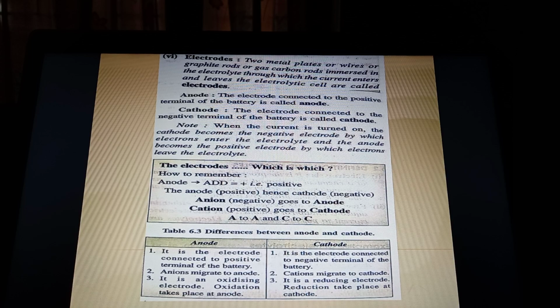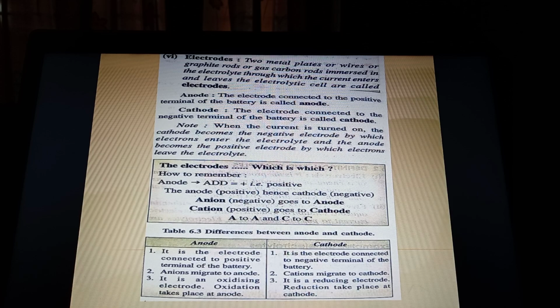Now the electrode that is connected to the positive terminal of the battery is called anode, and the electrode which is connected to the negative terminal of the battery is called cathode. When the current is turned on, the cathode becomes the negative electrode by which the electrons enter the electrolyte, and anode becomes the positive electrode by which the electrons leave the electrolyte. So anode is connected to the positive terminal and cathode is connected to the negative terminal.